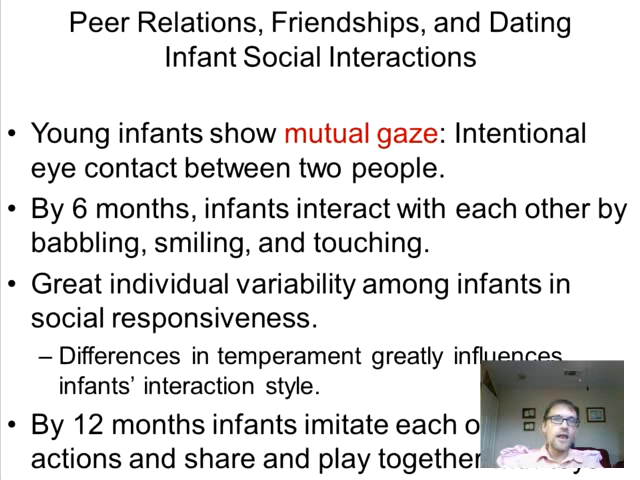Okay, next one. We find the earliest social interactions with infants when they display mutual gaze. By 6 months old already, infants begin to babble, smile, touch each other, begin to interact with each other.